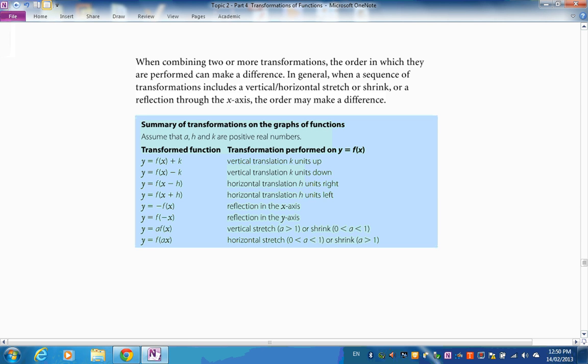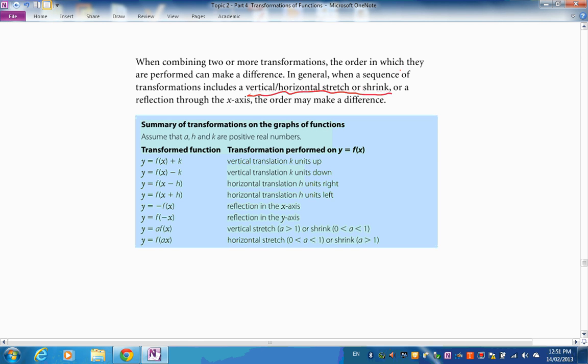In general, when a sequence of transformations includes a vertical or horizontal stretch or shrink, or a reflection, it might make a difference because you're going to change things in a different order, and so you have to check that. Mixing up congruent and non-congruent transformations, things that change the shape and things that don't.